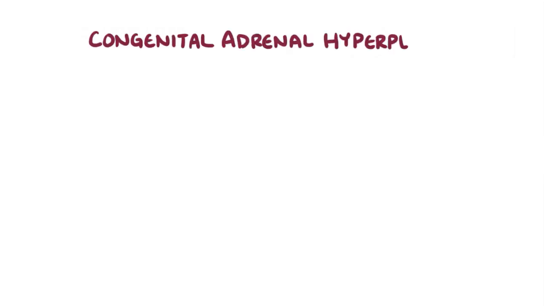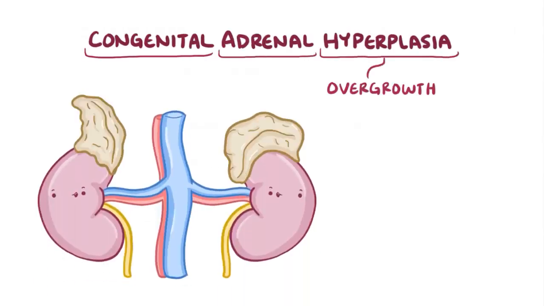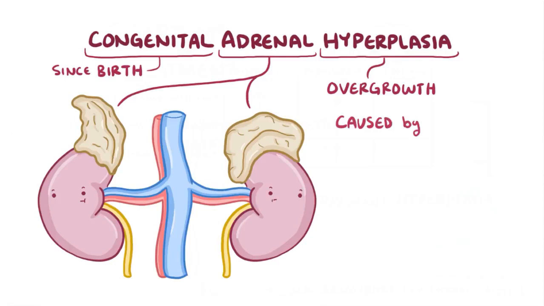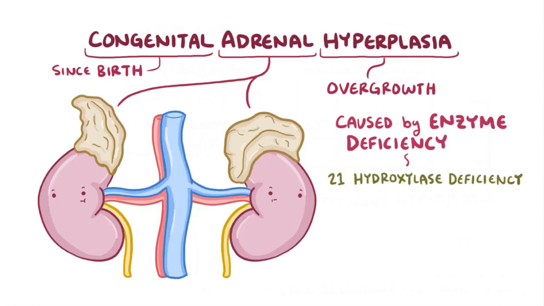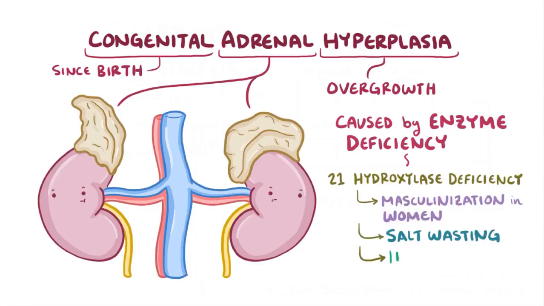Alright, as a quick recap, congenital adrenal hyperplasia is an overgrowth of the adrenal glands present at birth, and is caused by a deficiency of various enzymes in the steroid synthesis pathway of the adrenal cortex. The most common type is 21 hydroxylase deficiency, which usually presents as masculinization in women and salt wasting and hypoglycemia.